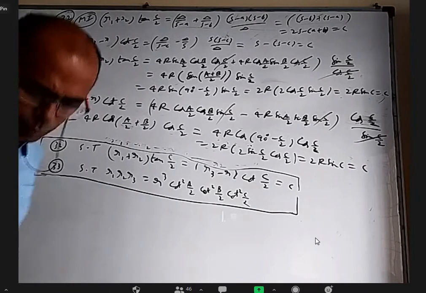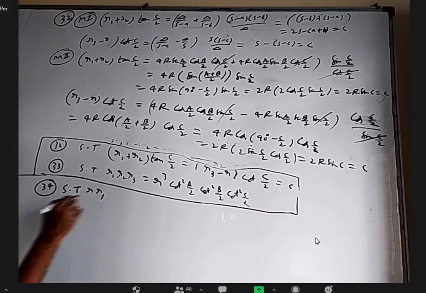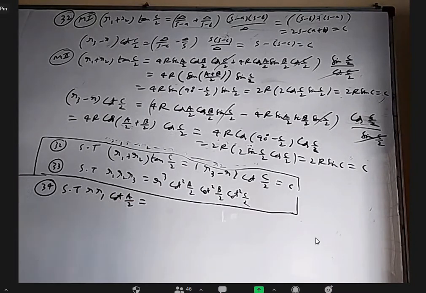Okay, I'll give some more questions based on this, s tan A by 2 and something like that, s minus c cot B by 2, that kind of thing. Not too many. You can do in different ways, you see which is comfortable to you. Or try one thing if it doesn't work out. R1 cot A by 2 is delta.